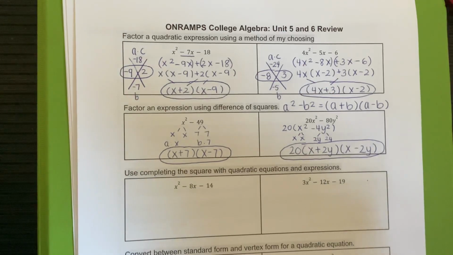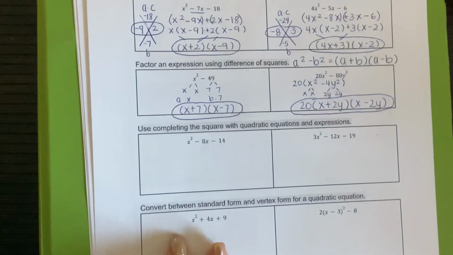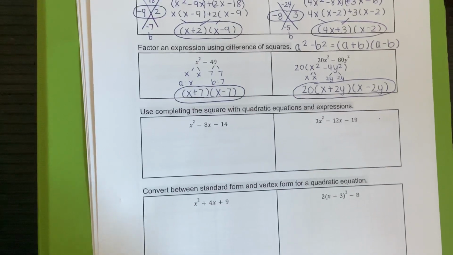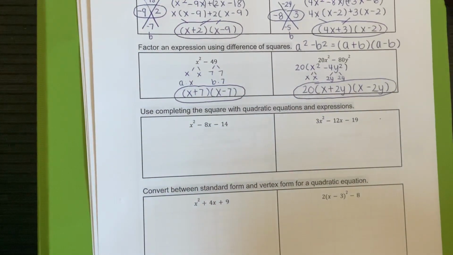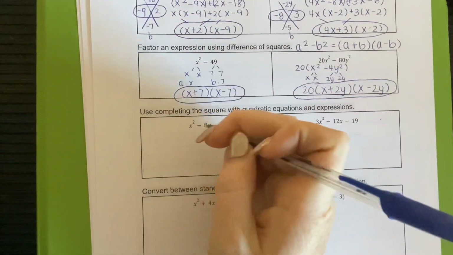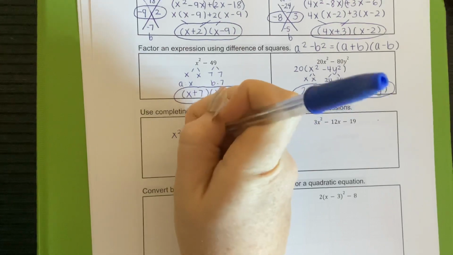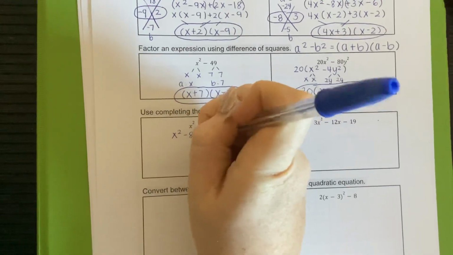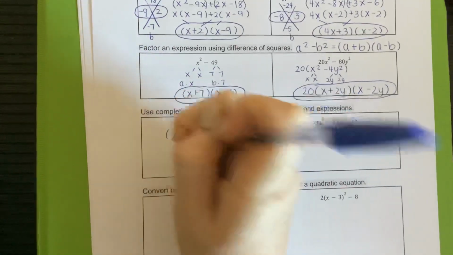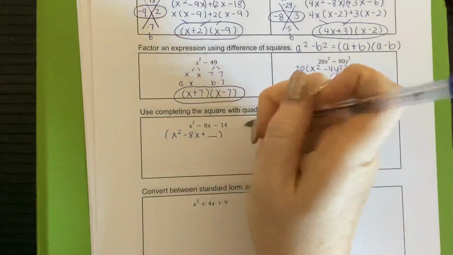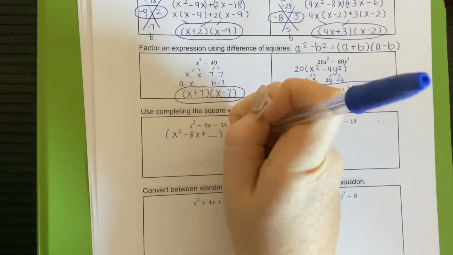Okay, next one. It says use completing the square with quadratic equations and expressions. If we want to complete the square, remember you're going to section off your first two terms. Your a value has to be 1. That's the big thing. On this first one, your a value is 1. So we're going to rewrite it as x squared minus 8x plus blank. That's going to be in parentheses because that's where we're going to do all our work. And we're going to have that minus 14 on the other side.